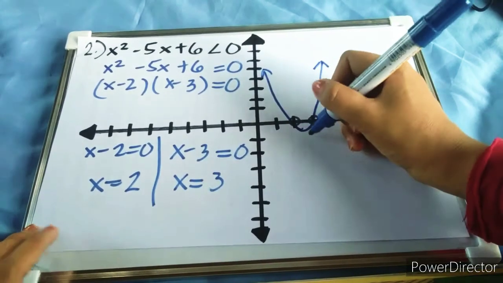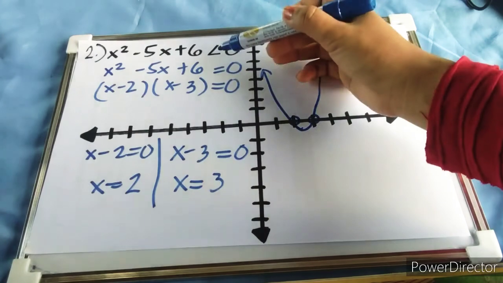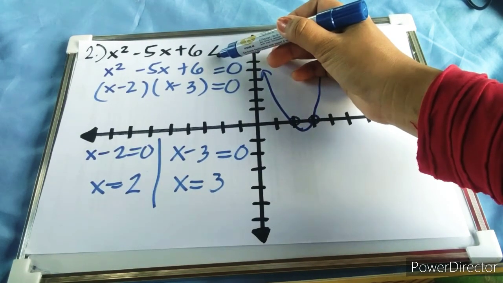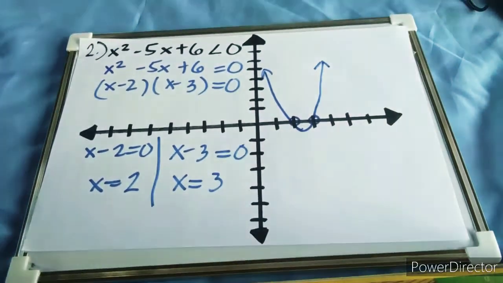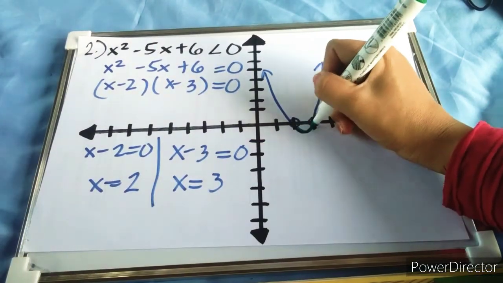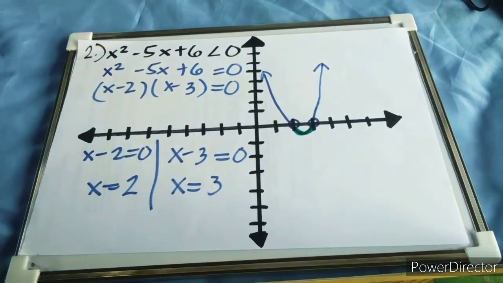Or you can extend that one sa baba. And then, we'll go back on our inequality symbol used. So, we use less than. So, ang solution set are on the below the x-axis. So, ito yung part na solution set natin. Yan lang, yung nasa baba ng x-axis.